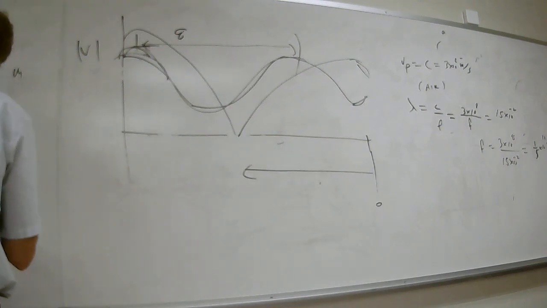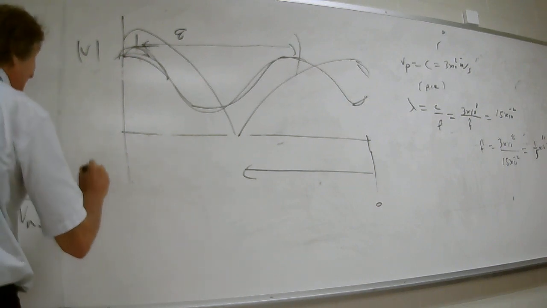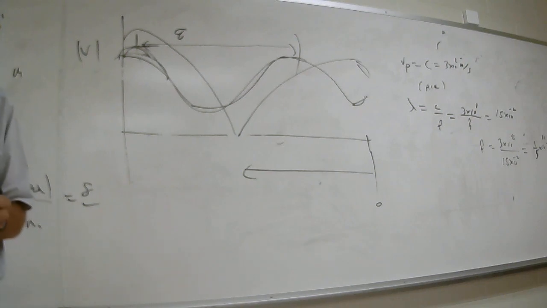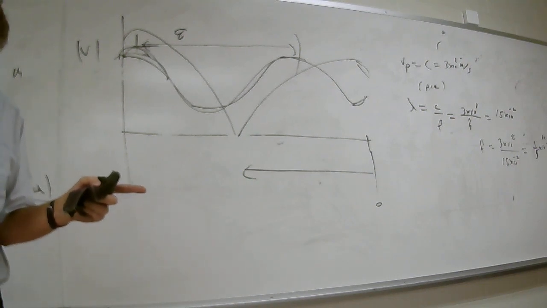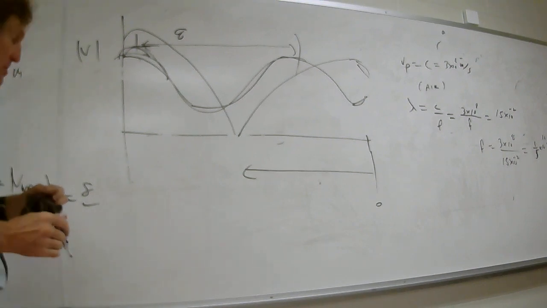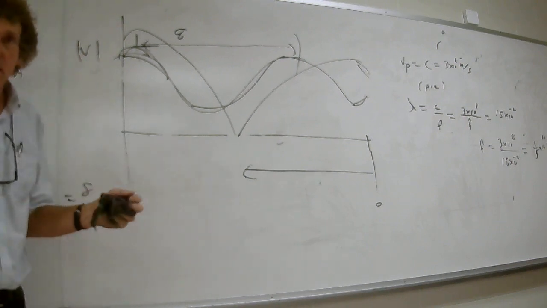Remember, VSWR is just equal to Vmax over Vmin, right? So the max, you say, is 8. What's the min? 4? Is it about 4? Now again, this is one of these things where you're going to be approximately right, because some of it's based on how good your eye is. So it's 8 over 4. What's the VSWR? 2, right?